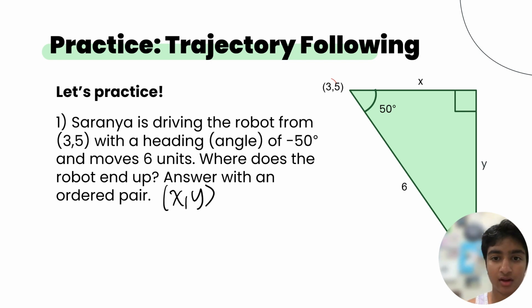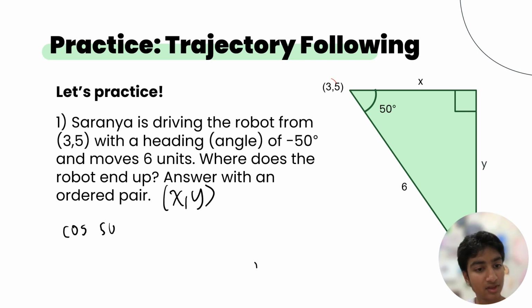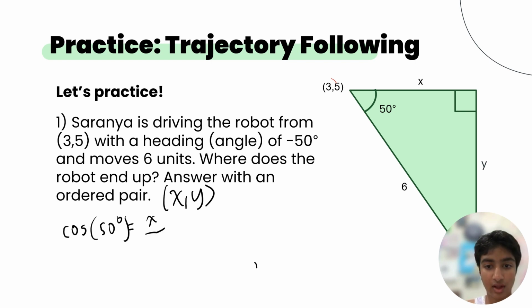So we have the angle and the side length, as said before. To find these two values, x and y, you can't really use tangent, because tangent involves opposite and adjacent, and we don't have those values. So we have two other ratios to work with. Cosine 50 degrees equals adjacent, x, over hypotenuse, 6.